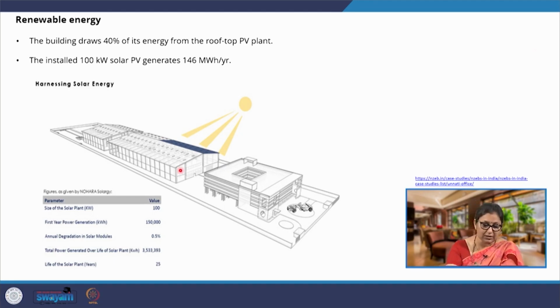So, what they have done, there is a shed at the back, the industrial unit at the back. The entire industrial unit has been fitted with the PV cells, photovoltaic cells, and it generates around 146 megawatt hours per year. This is sufficient enough to power this building. And one more strategy which we have not discussed is that this entire roof is a green roof, thereby further reducing the requirement of energy because the heat ingress has been reduced.